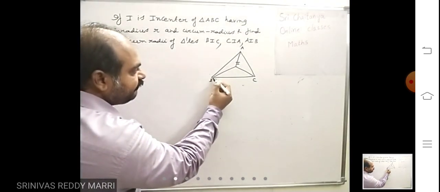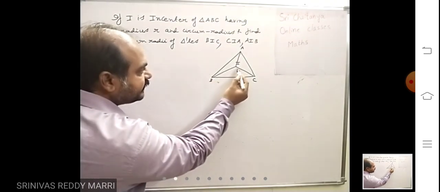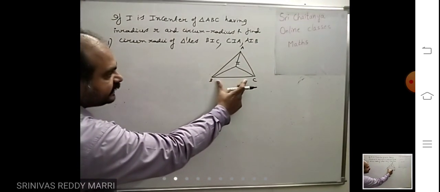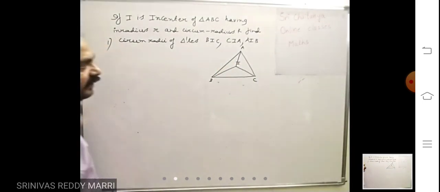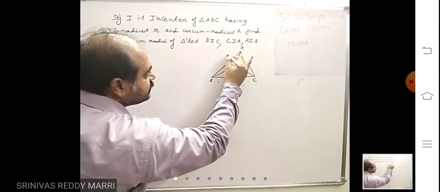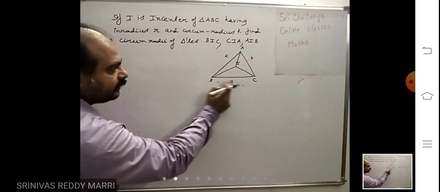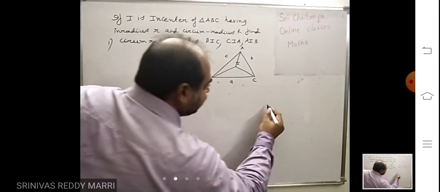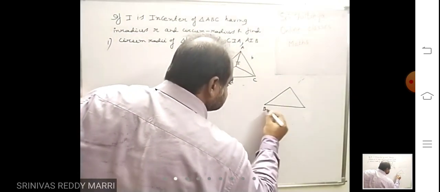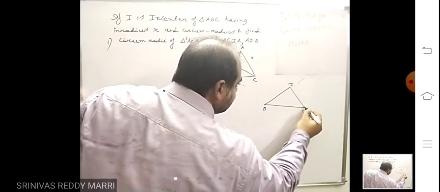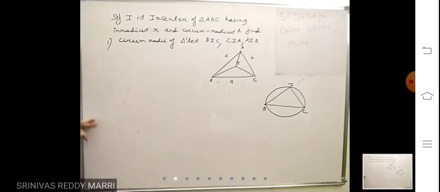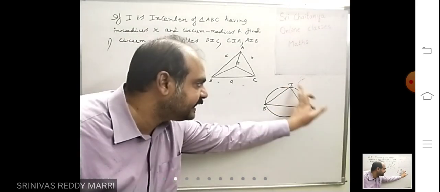Because if you join a vertex to the incenter, it is an angular bisector. Now look at this triangle. He is asking to calculate the circumradius of triangle BIC. This length is A, this length is B, this length is C. Circumradius of triangle BIC means a circle passing through these 3 points. You have to calculate the radius of that circle.